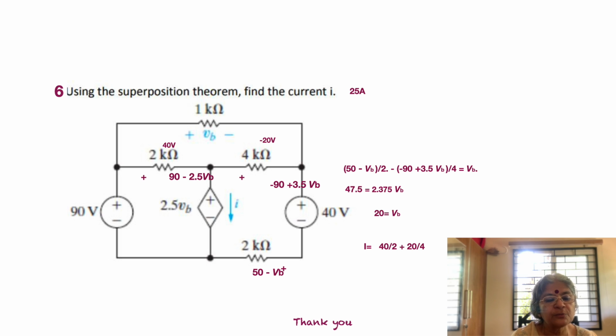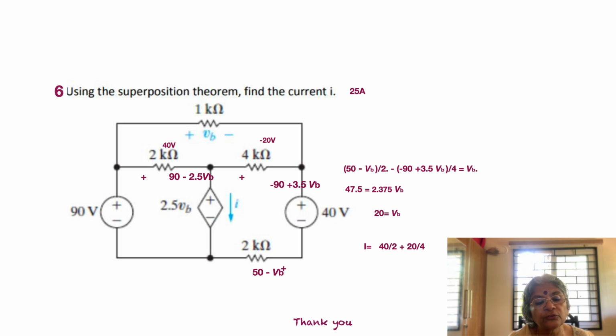Like in the earlier case, we did 50 minus VB by 2. That is one current arriving at junction B, and it is added to minus 90 plus 3.5 VB by 4. Together this current flows into the 1 kilo ohm resistor as VB by 1. As simple as that.